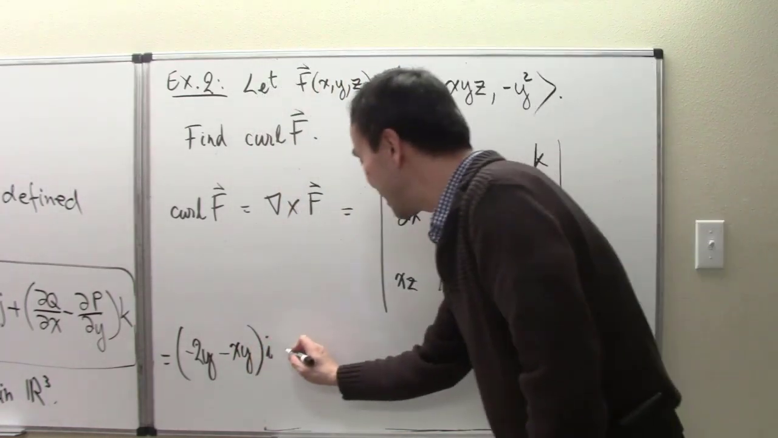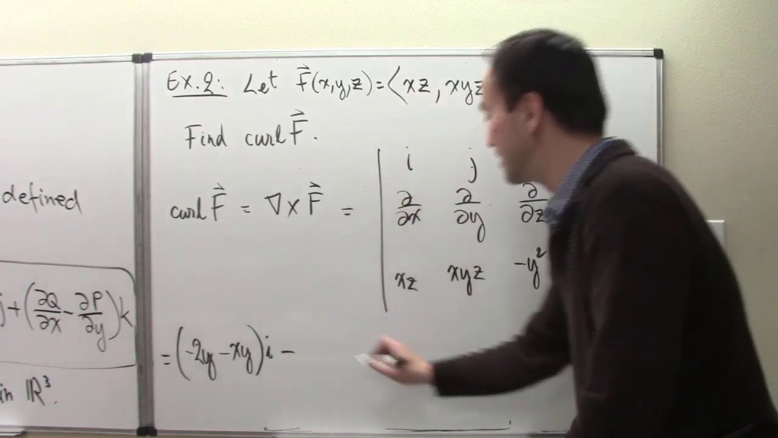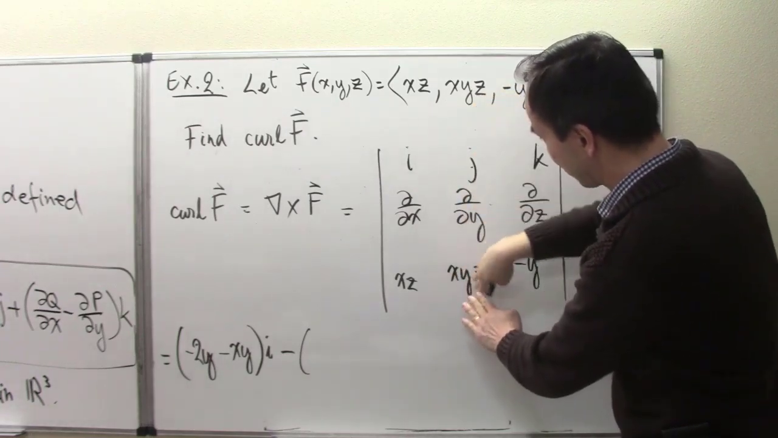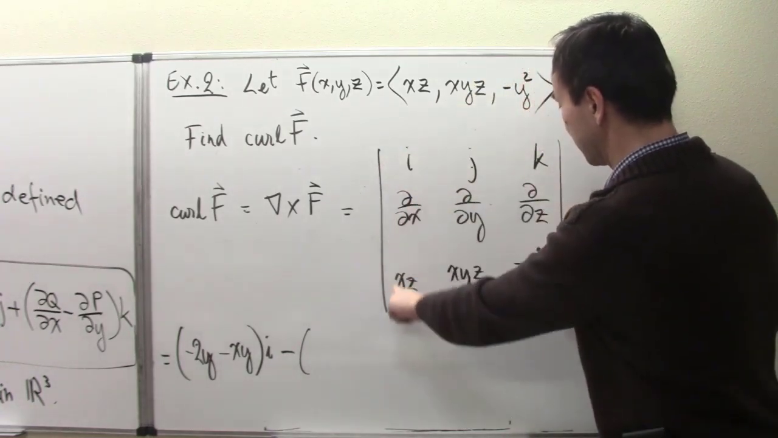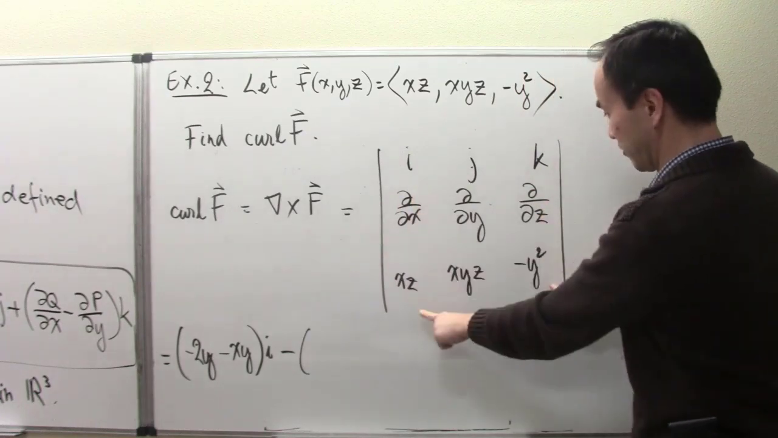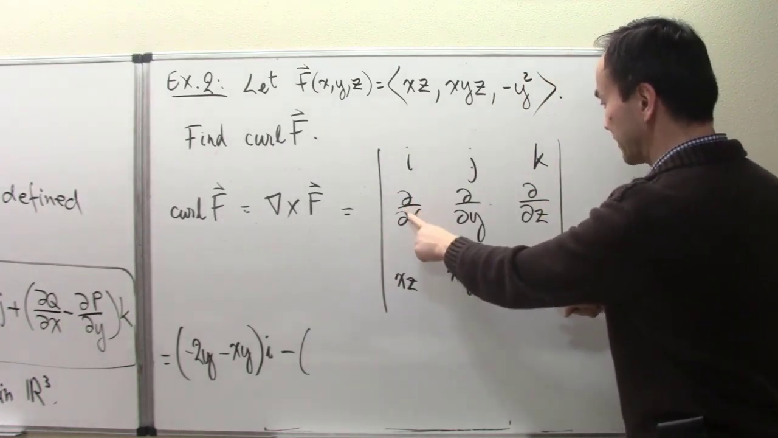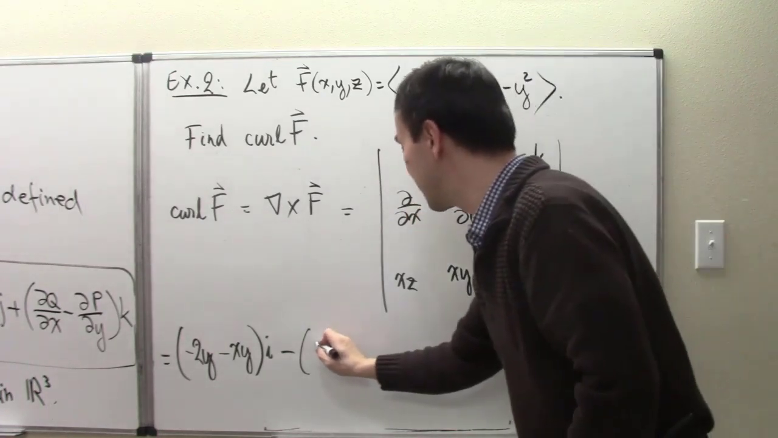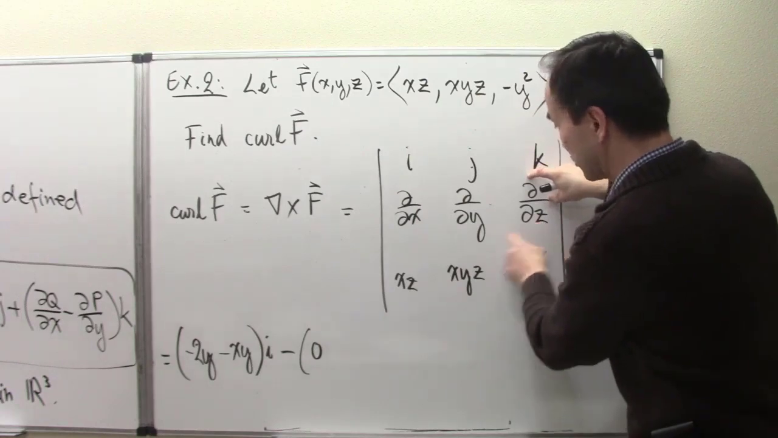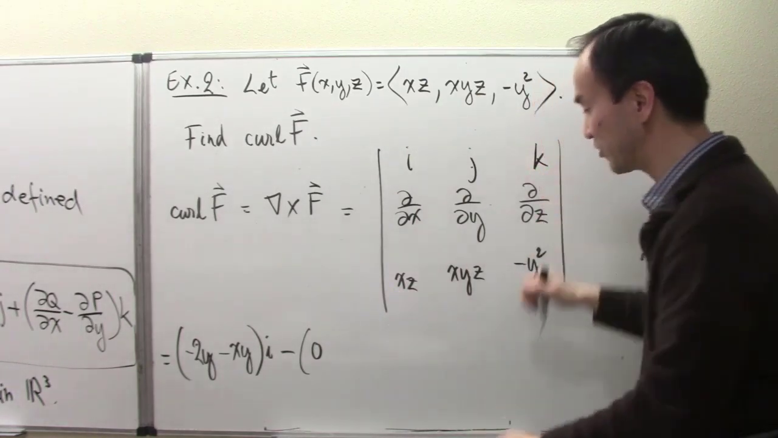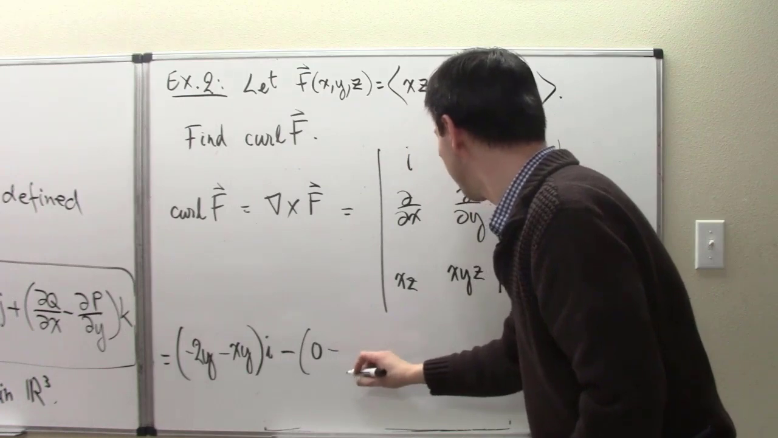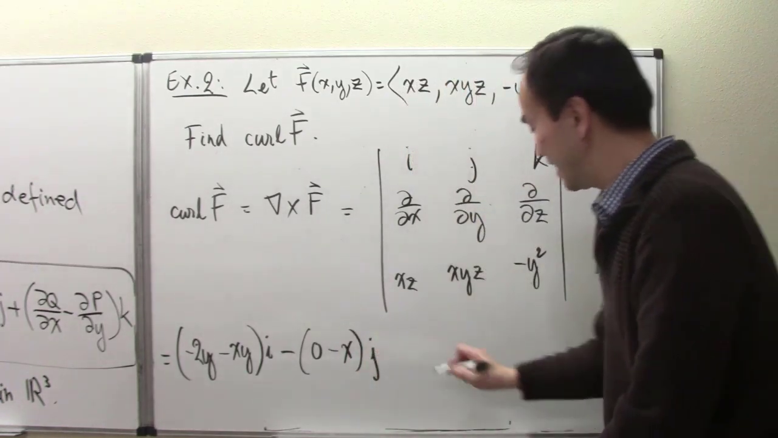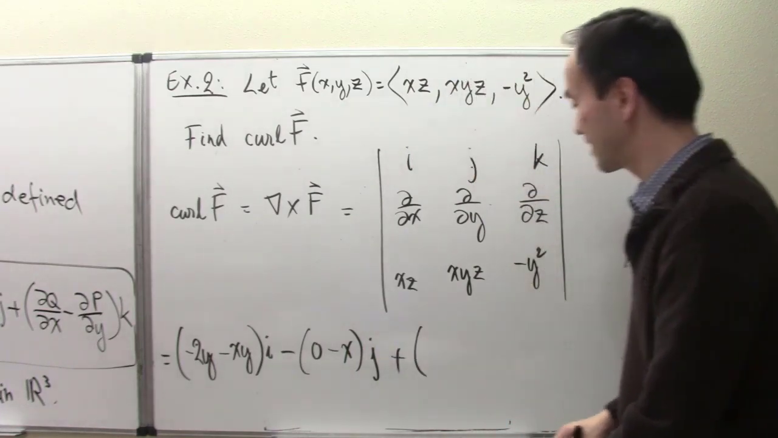All right, and then we need to subtract, in parentheses. Now hiding that row and that column, these are the four entries that we need to look at. So the partial derivative of this third component with respect to x gives me a 0. The partial derivative with respect to z of that one right there gives me simply a minus x. Okay, and that goes with the j component. And then the last one right here, plus.